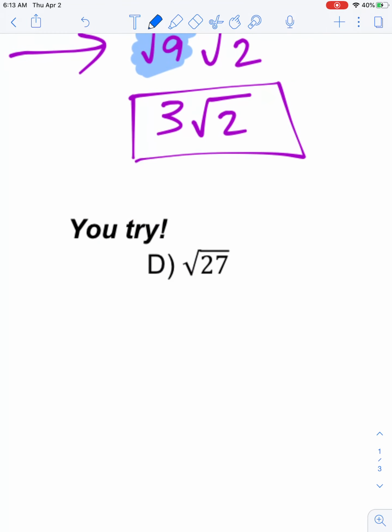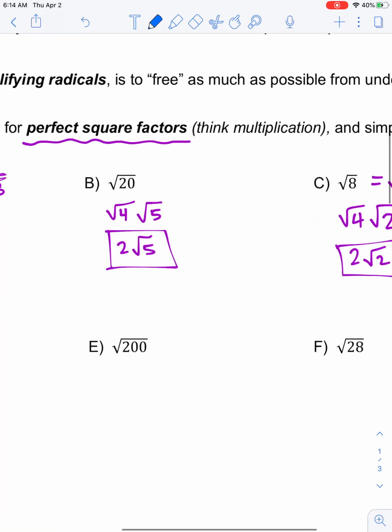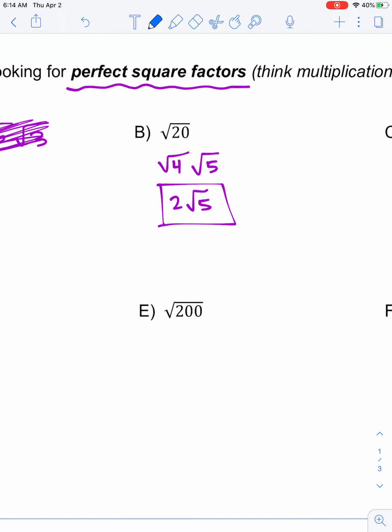All right, let's see how you did on these. So for part D, root 27, you can break up as root 9, root 3, and final answer is 3 root 3. Part E, let me show you what some people may have done here. Root 200, 200 can divide by 4, which is on my list above. And I can break it up as root 4, root 50, and root 4 becomes a 2. And then I have 2 root 50.